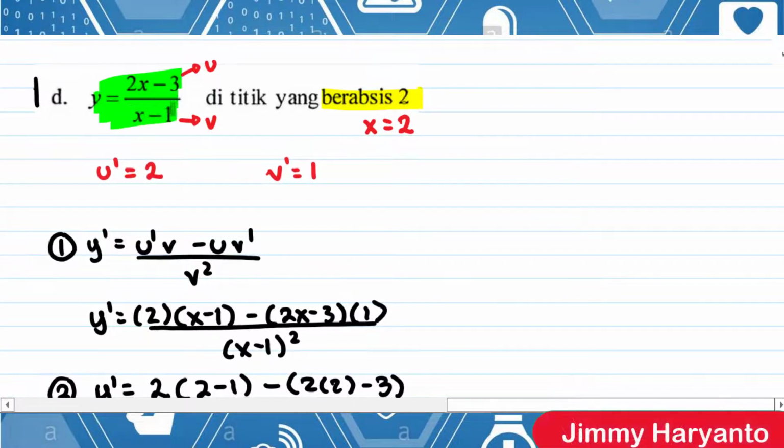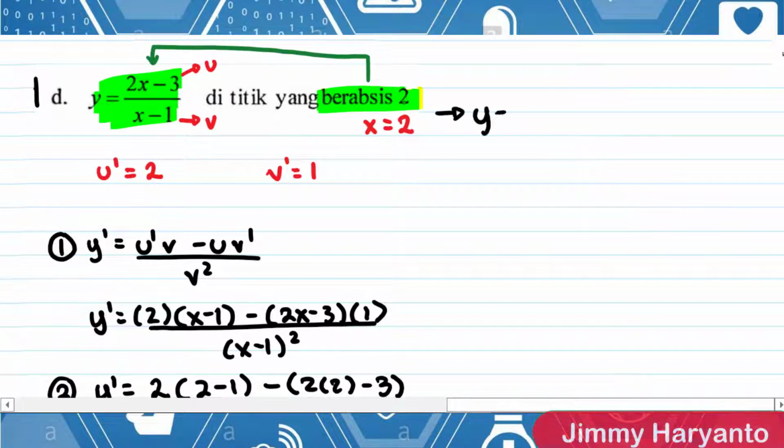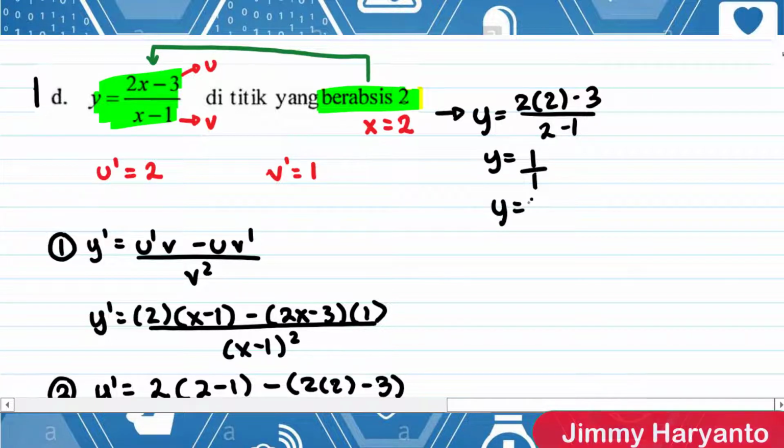We already have a curve, but we don't have the point. We only have the value of x. That means to find the point, we have to substitute the x into the y. So you will have y equals 2 times 2 minus 3 over 2 minus 1. y equals 4 minus 3 equals 1 over 1. So y equals 1. From this, you have the point (2, 1).